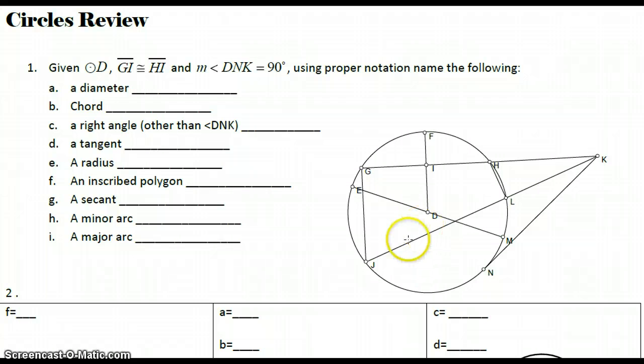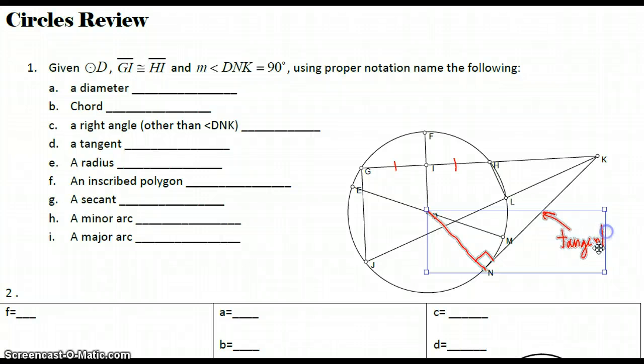We have circle D, and we know that GI is congruent to HI, so I might as well mark that right now. GI is congruent to HI. And the measure of angle, this is an angle symbol, DNK. Where is that? DNK is 90. Well, that sort of implies something, doesn't it? If DNK is 90, that kind of means that this thing has to be a tangent. Okay, great. Tangent with a T.